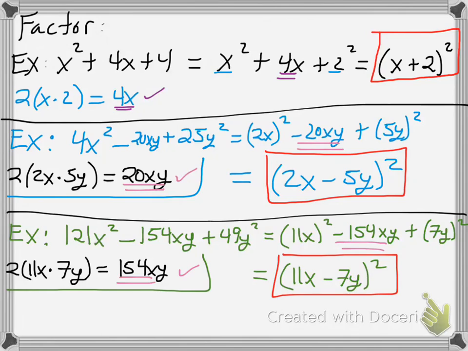I also show you the AC method. That video is floating around also. This is not a good problem to do by the AC method, which means we would be multiplying 121 times 49, and that's like a big number, and then we'd be looking for factors of that big number that add up to or have a difference of 154. So it wouldn't be pretty. Okay.